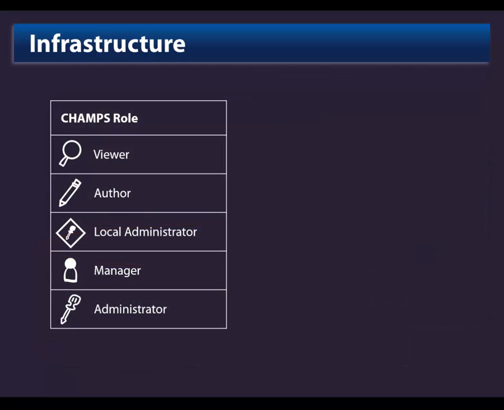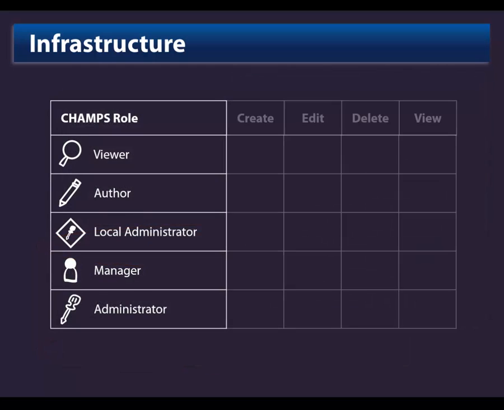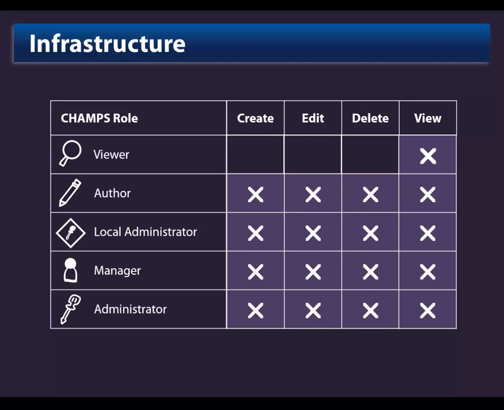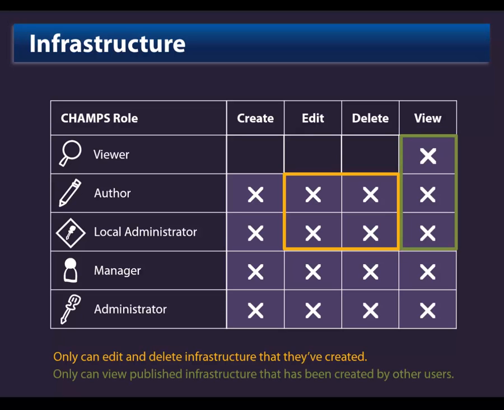Now let's take a look at what each role can do in the infrastructure submodule. While all of the roles can view infrastructure that has been created for a community, the author role and above are able to create, edit, and delete infrastructure. Keep in mind that authors and local administrators can only edit and delete infrastructure that they have created for their own community. Also, viewers are only able to view published infrastructure that has been created by other users within their own community.